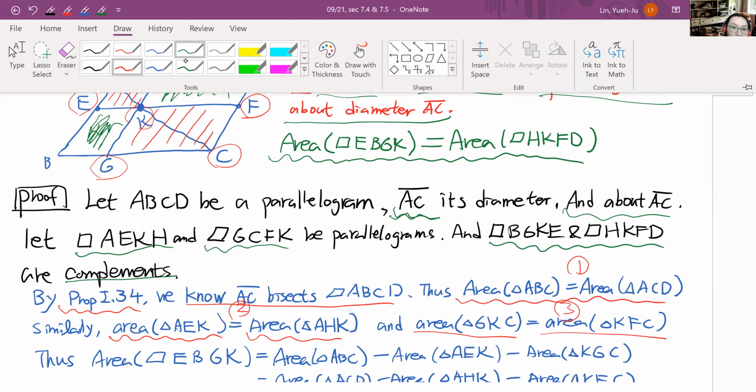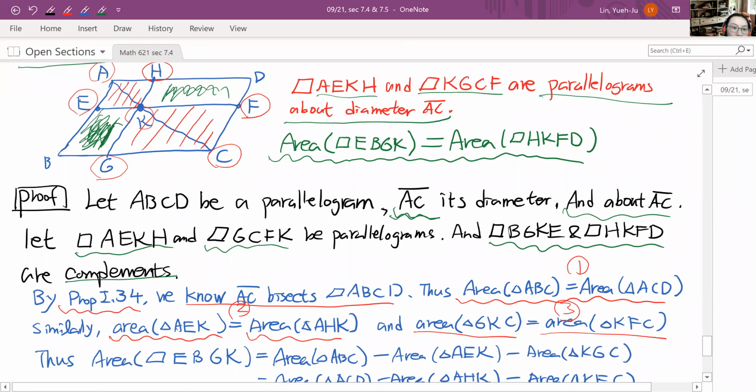If you look at one of them, the left-hand side, EBGK, the area essentially equals ABC, subtract the 2 smaller triangles. So you take EBGK and you look at the area. It's going to be the largest triangle ABC, and you cut off the smaller AEK and the smaller KGC, okay?